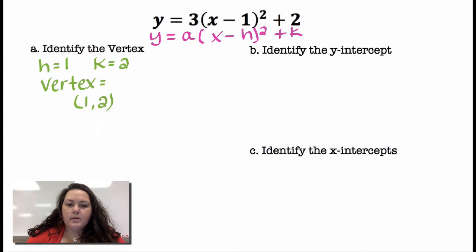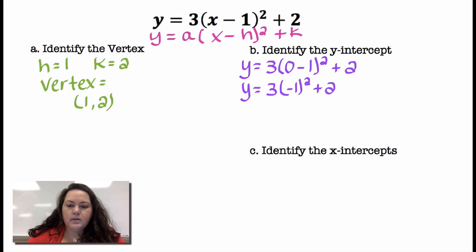If I want to get the y-intercept, I'm going to plug 0 in for x. So it's going to be y equals 3 times 0 minus 1 squared plus 2. 0 minus 1 would be negative 1. Squared would give me 1. 3 times 1 is 3, plus 2 is 5. So my y-intercept is at 5.